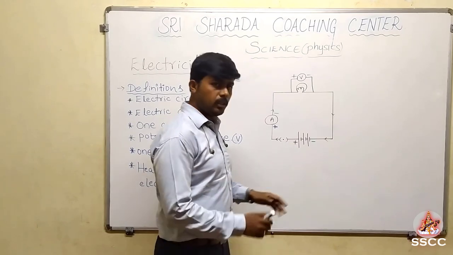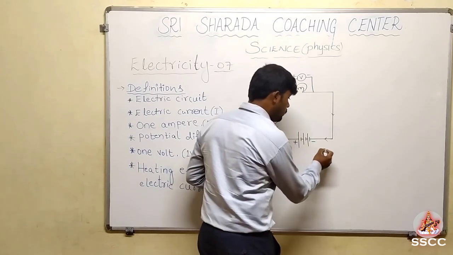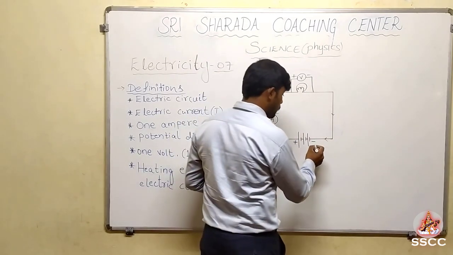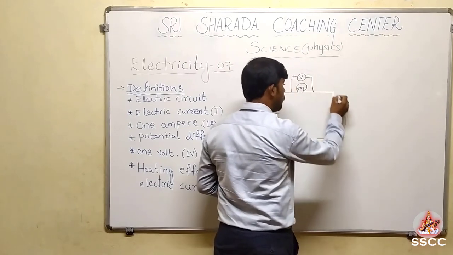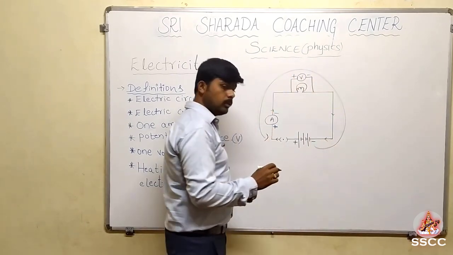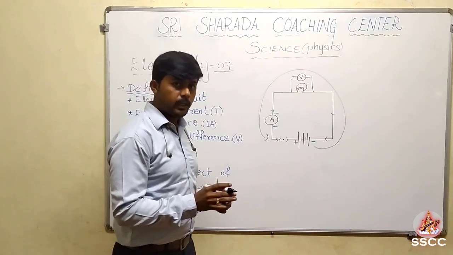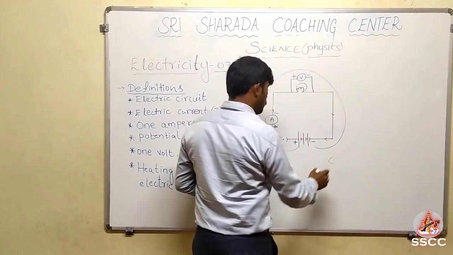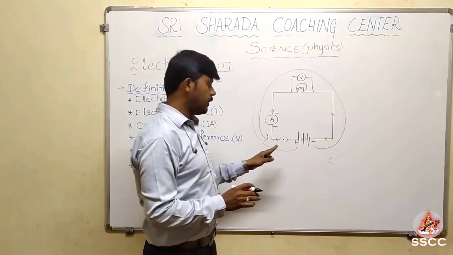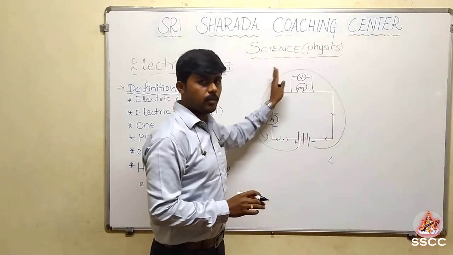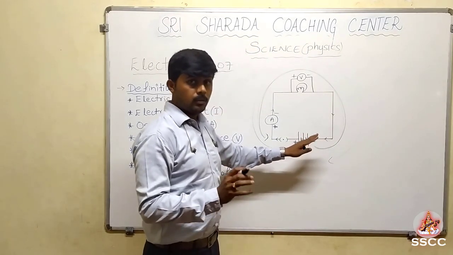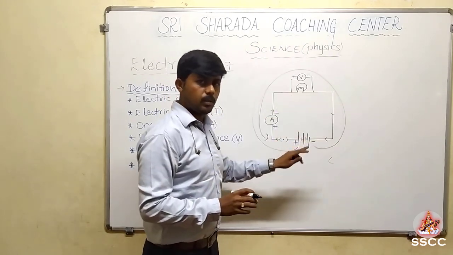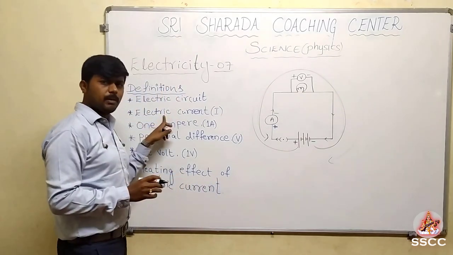Here actually the electrons are flowing from the negative terminal to the positive terminal. The electrons are moving from the negative terminal to the positive terminal. But the direction of the conventional current is from the positive terminal to the negative terminal. Actually, we consider the direction of the electric current to be from the positive terminal to the negative terminal, but the direction of the motion of the electrons is from the negative terminal to the positive terminal. And now, what is meant by electric current?